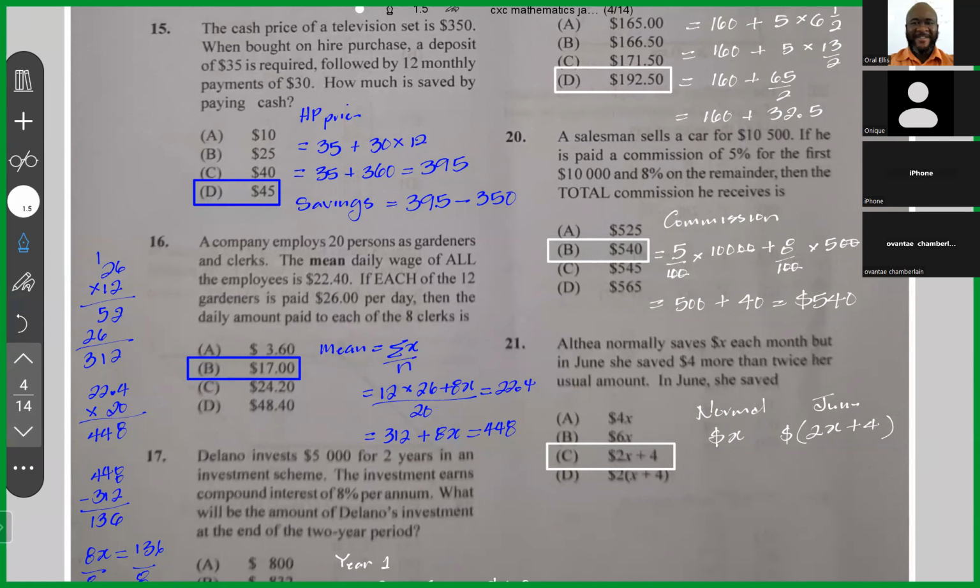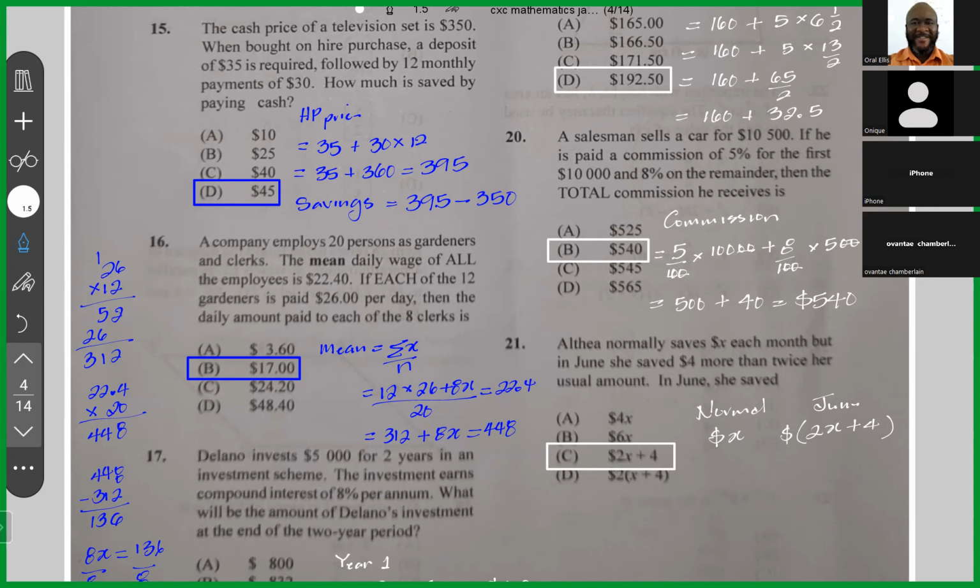So the first thing I would need to determine is the hire purchase price. On the hire purchase, the person first pays $35, that is the deposit. Then the person pays $30 every month for 12 months. So in total, $30 every month for 12 months is $360. So in total, the hire purchase price is $395. Now, if you buy the thing cash, as opposed to buying on hire purchase, you would save a total of $45.